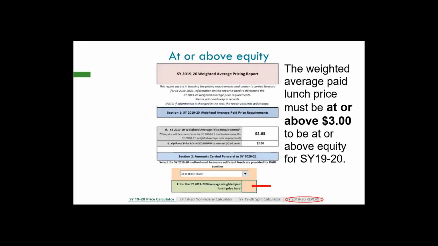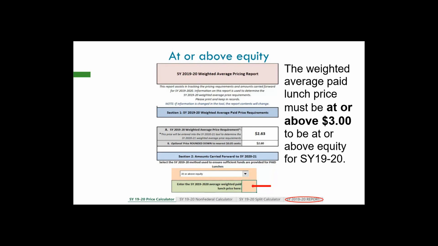So for my example district, I'm deciding that we are at or above equity. So I will go to the school year 2019-20 paid lunch equity tool, and I will go down to the school year 2019-20 reports tab. Once I click on that reports tab, it will pop up to this information. And in this example, we have that our school year 2019-20 weighted average price requirement is $2.63.